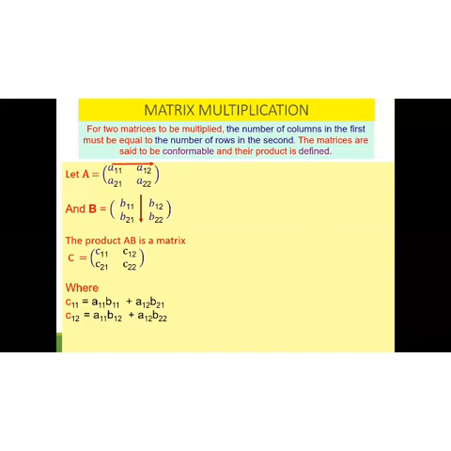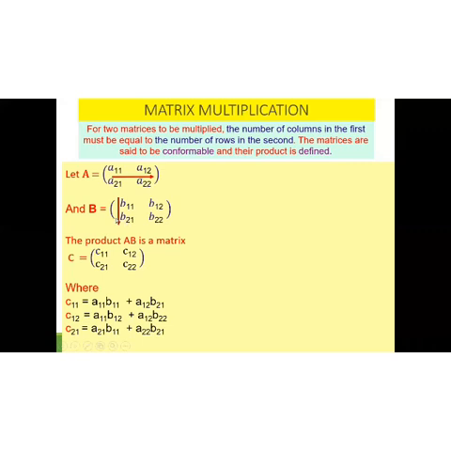So we have A11. Take note of the notation, very important. A11 times B12 plus A12 times B22. Now for the next element of the product, C21, how do we get C21? The notation will tell you that the second row will be multiplied by the first column. So we have A21 times B11 and A22 times B21. You add that together, you get your C21.